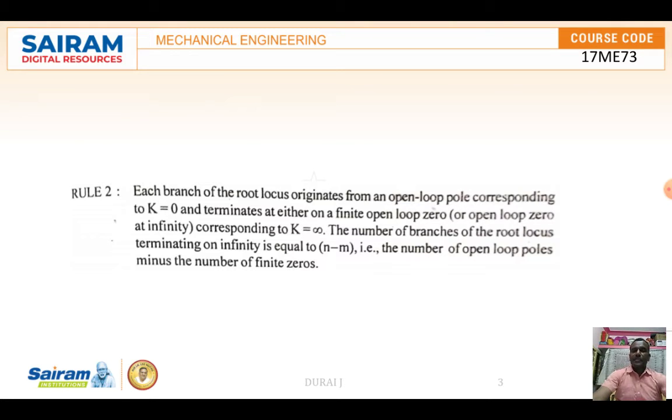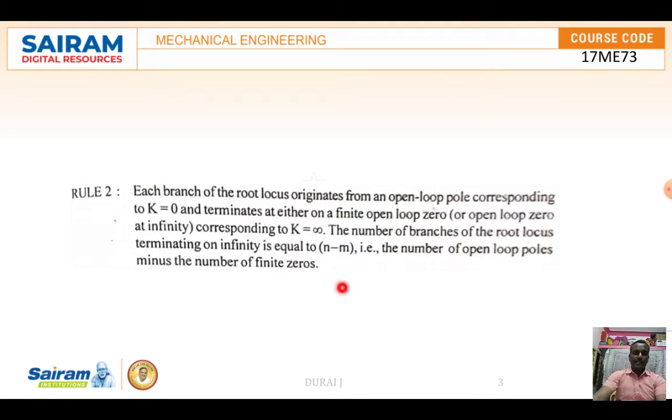Then rule 2: each branch of the root locus originates from an open loop pole corresponding to k equal to 0 and terminates either on a finite open loop zero or an open loop zero at infinity corresponding to k equal to infinity. The number of branches of the root locus terminating on infinity is equal to n minus m, the number of open loop poles minus the number of finite zeros.